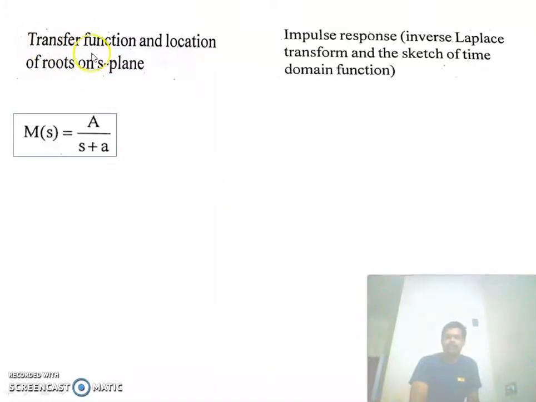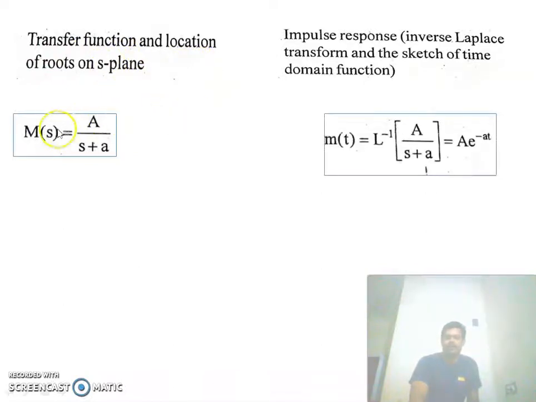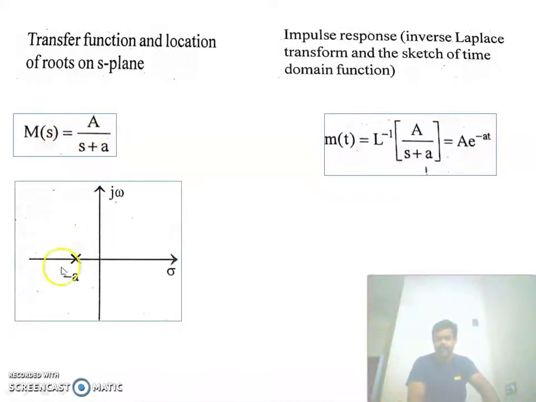Now we are going to find the transfer function and location of roots on the S-plane. We consider the transfer function M of s equal to a divided by s plus a. It has only one pole, located at s equal to minus a.